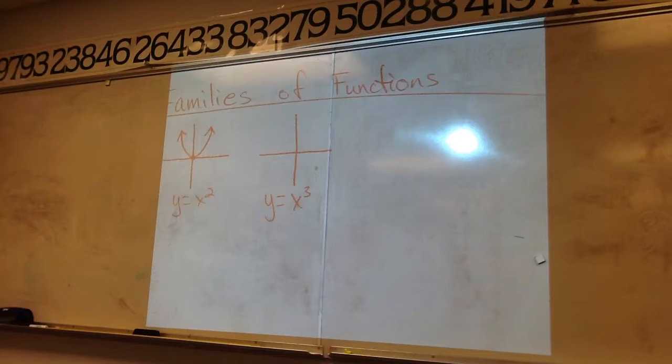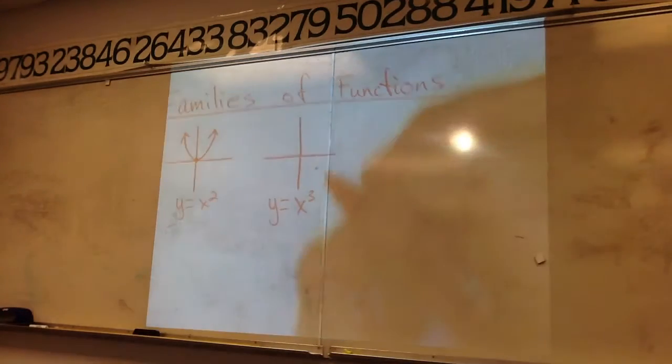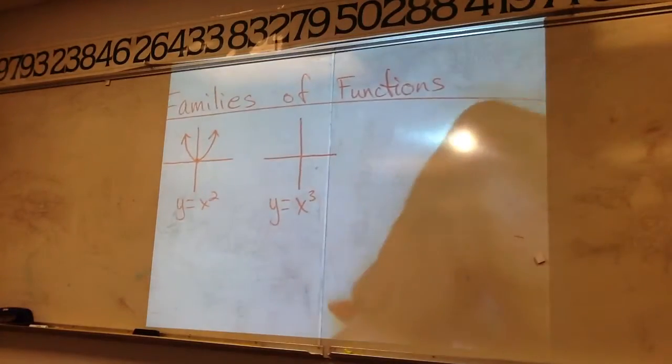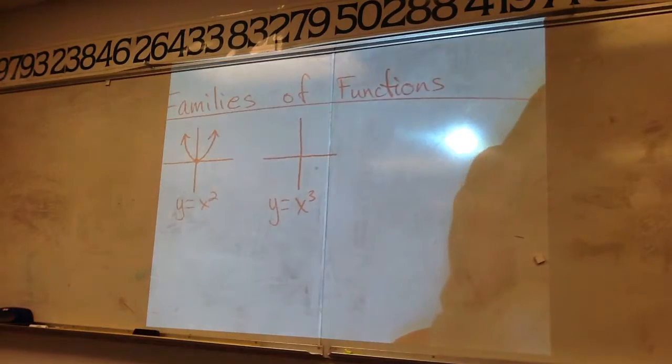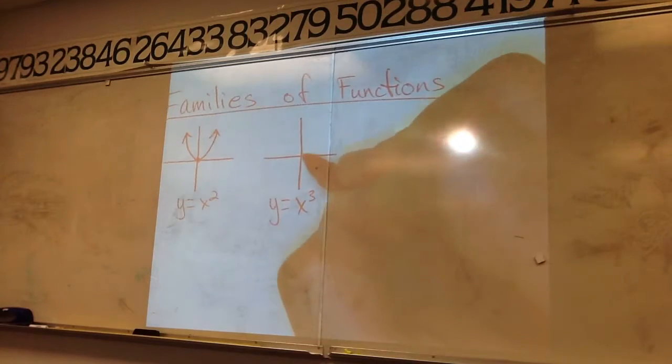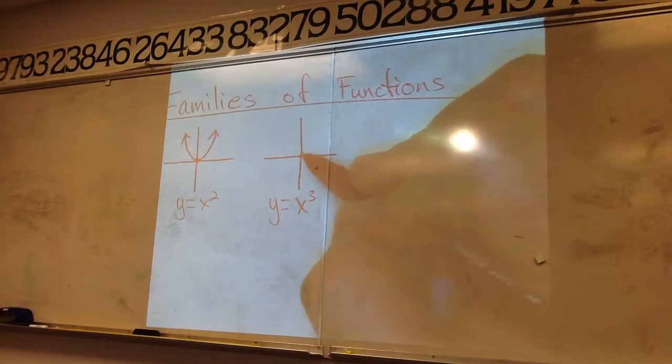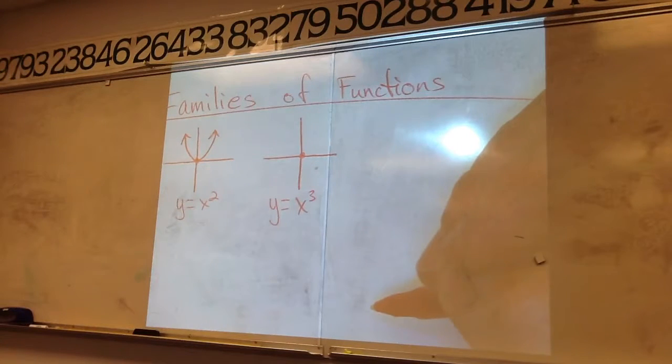What happens as x goes... Oh, what's the y-intercept? 0. Plug in 0, you get 0. So it does cross right there. As x gets big, what happens to y?